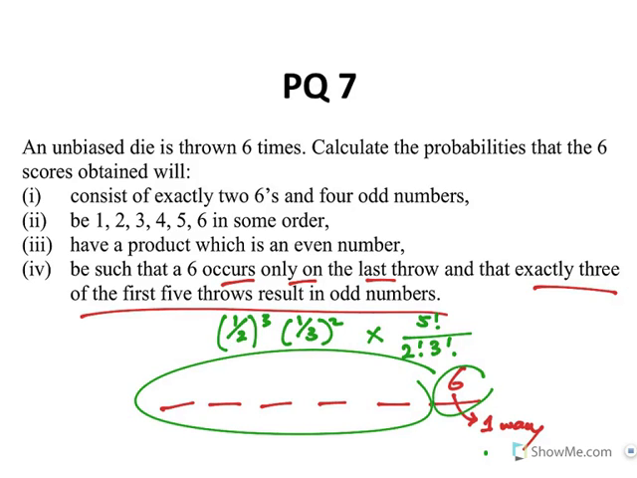And finally, for the last one, we need it to be the number 6. So it's just multiplied by 1 over 6. It can only happen one way, with 1 over 6. Right? So the answer will be 5 over 216.